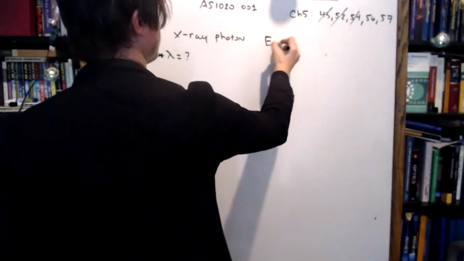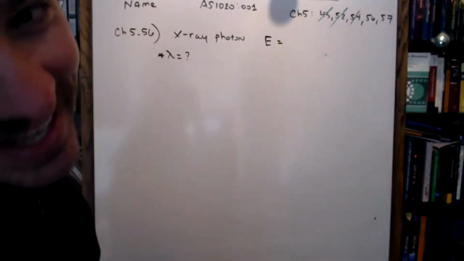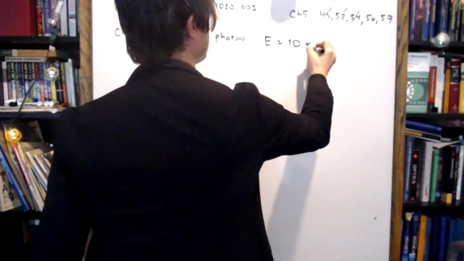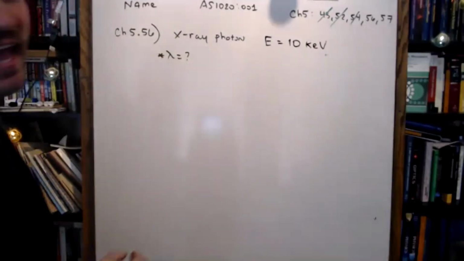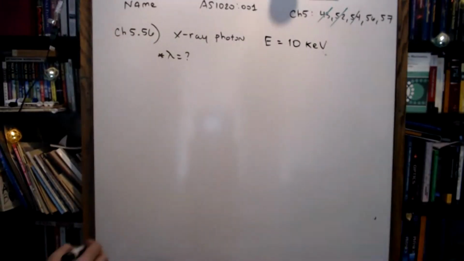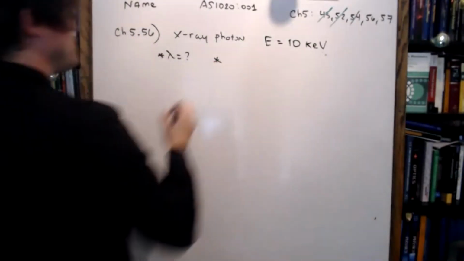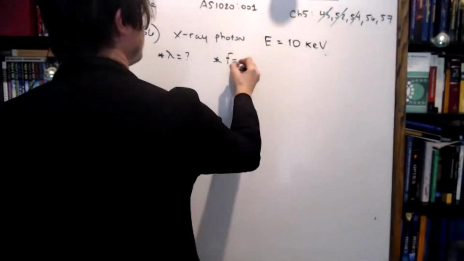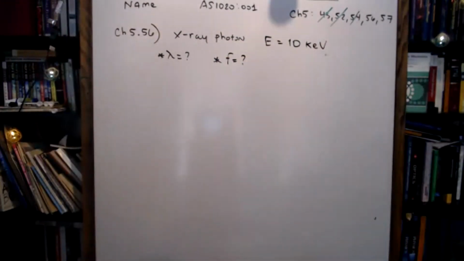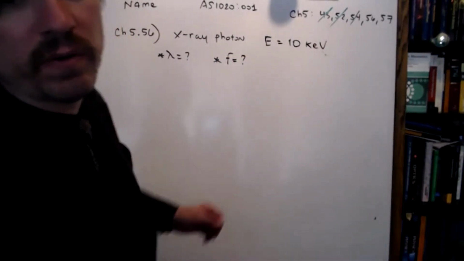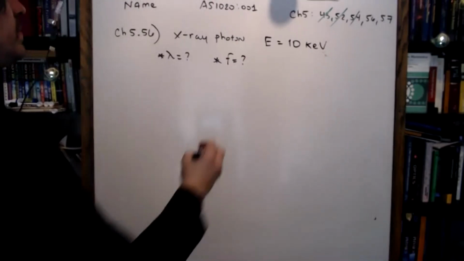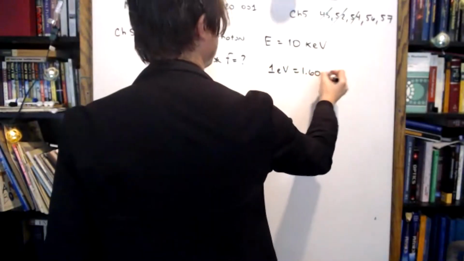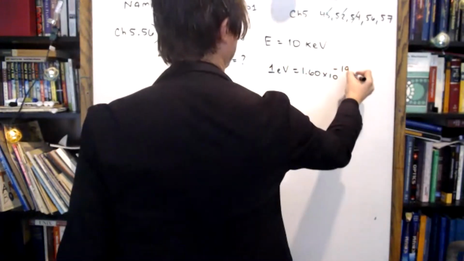What is that? It's KeV, kilo electron volts. Wonderful. Just say KeV. That's how the physicists say it. KeV. What is its frequency? 1 electron volt equals 1.60 times 10 to the negative 19 joule.